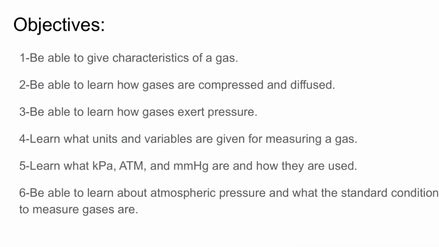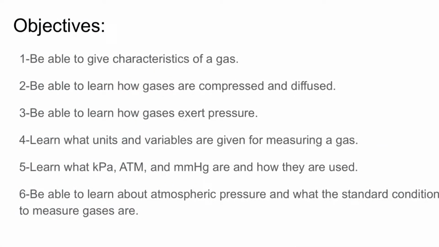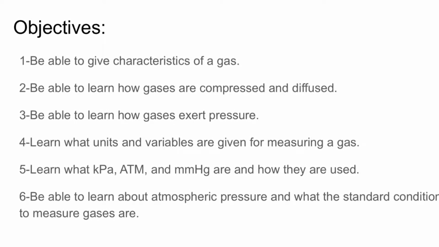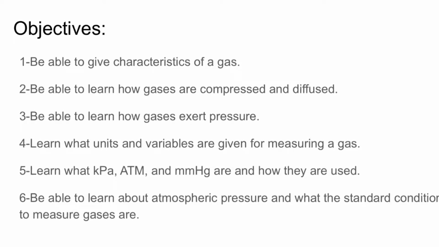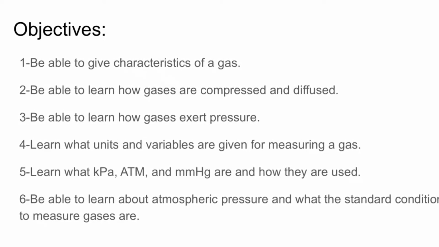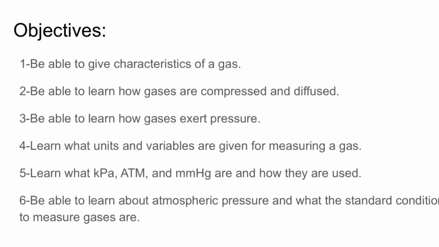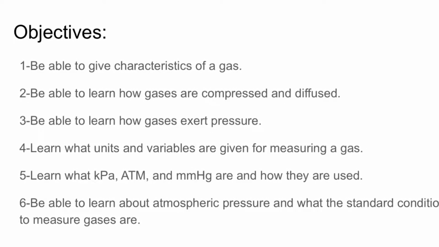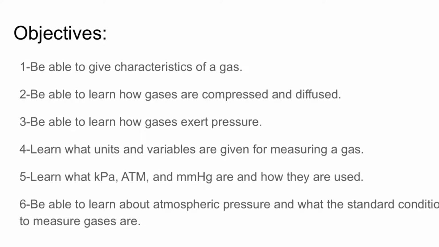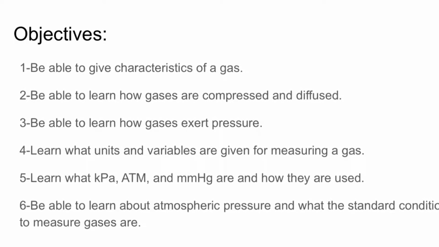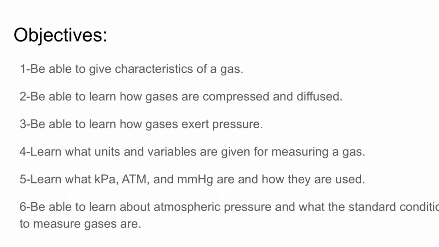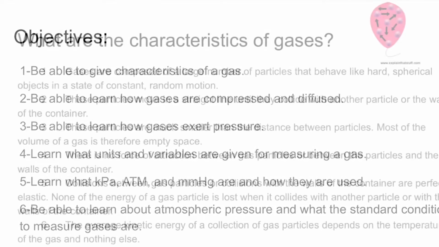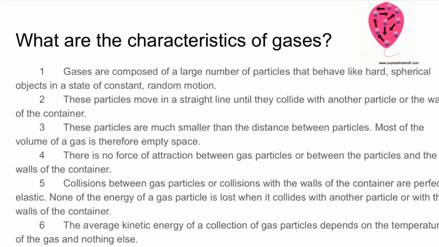There are 6 objectives. The first objective is that you will be able to give characteristics of a gas, be able to learn how gases are compressed and diffused, be able to learn how gases exert pressure, learn what units and variables are given for measuring a gas, learn what kPa, ATM, and mmHg are and how they are used, and the last objective is that you will be able to learn about atmospheric pressure and what the standard condition to measure gases are. What are the characteristics of gases?